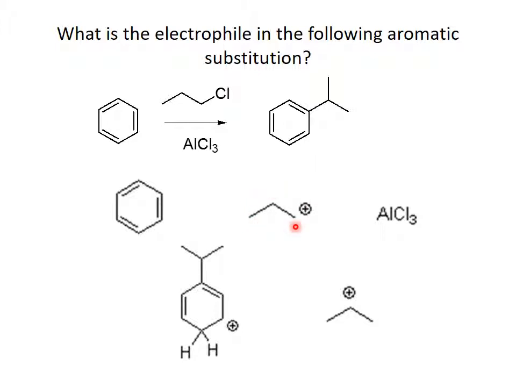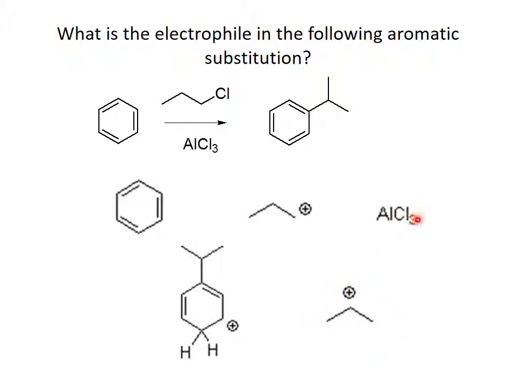But the problem is that is not a very stable carbocation. It won't stay there very long. Before addition occurs, you'd have rearrangement. A hydride shift would occur to cause it to become that. And we see that in the product. So the actual electrophile that's adding to the ring is this one.